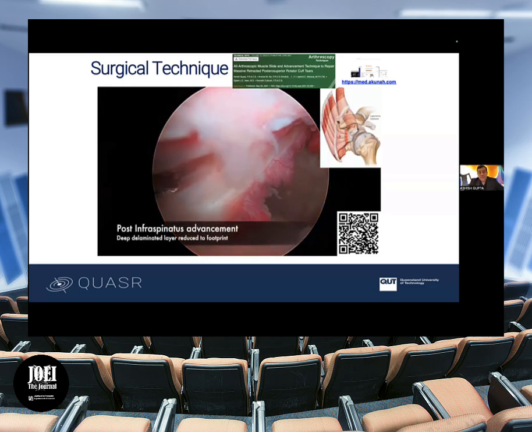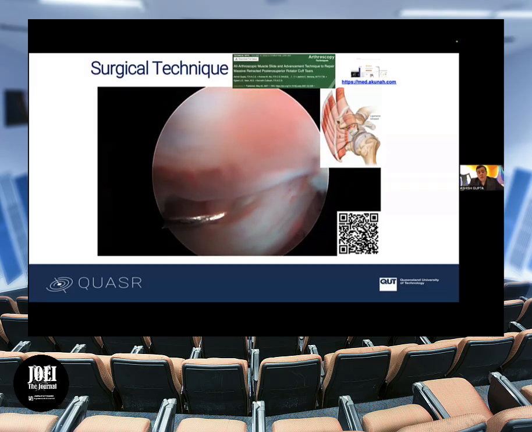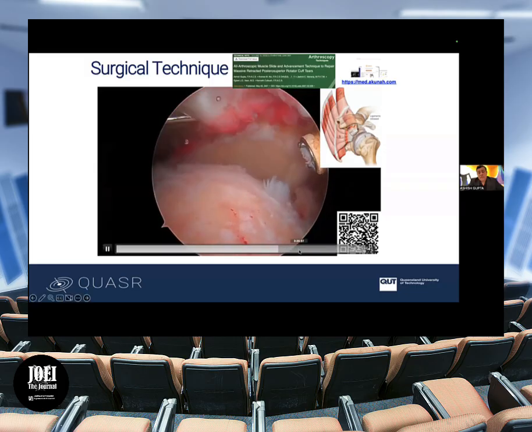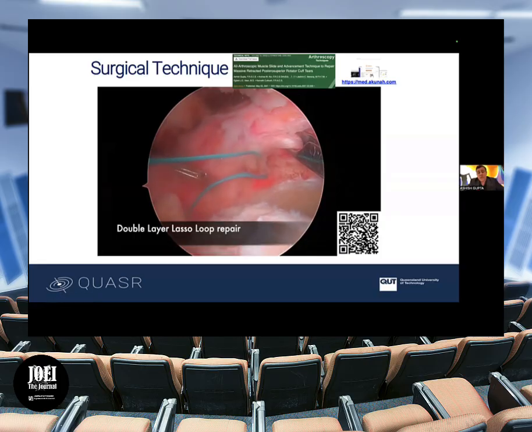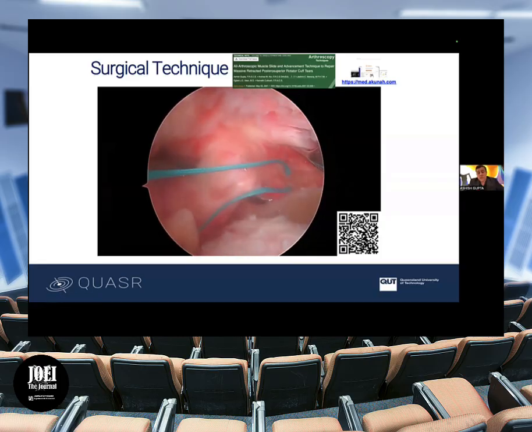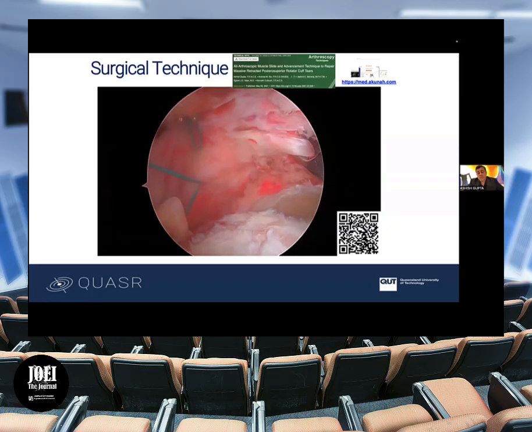And then this is the excursion you get of this rotated cuff, which an hour ago was deemed to be irreparable. Following this, as Nick has shown, you just pass your standard sutures. I do a lasso loop technique because I was taught by Laurent Lafosse. I don't do suture bridge kind of configurations. I believe in tying knots.